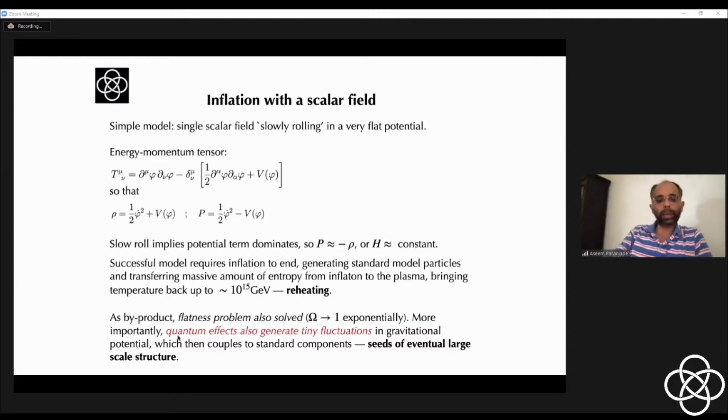And finally, the most important thing for us, which is the last thing that I will discuss in the remaining 10 minutes or so, is that when you think about what inflation is doing, you can also ask what kind of quantum fluctuations there might have been in such a scalar field. And there is a well-developed way of mathematically approaching this problem. It is called quantum field theory in curved spacetime. Curved spacetime simply because we are not in a Minkowski universe, we are in a spatially expanding FLRW universe.